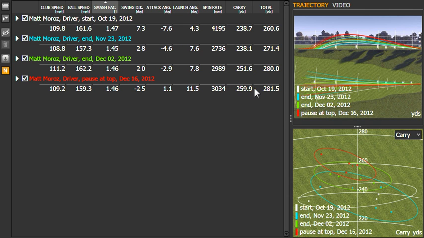So bottom line, the results, we have a 21-yard gain in carry distance and 21-yard gain in total distance. So huge change there just by changing the swing direction and the angle of attack.